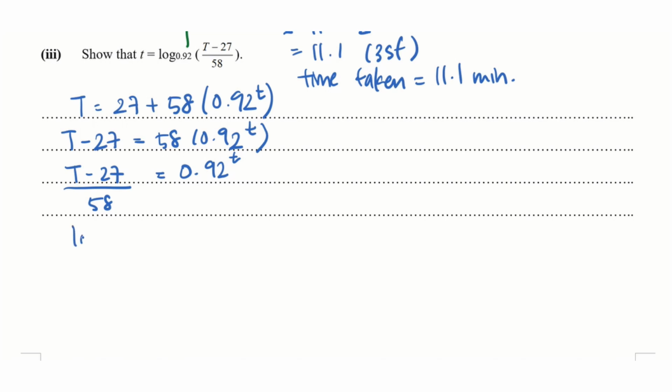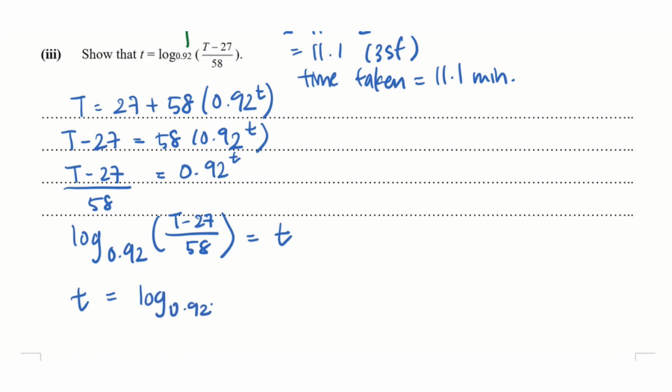So I'm going to have log base 0.92 of (T minus 27) over 58 equals small letter t. So here you go. We have shown what we are expected to do. So that's it for part 3.